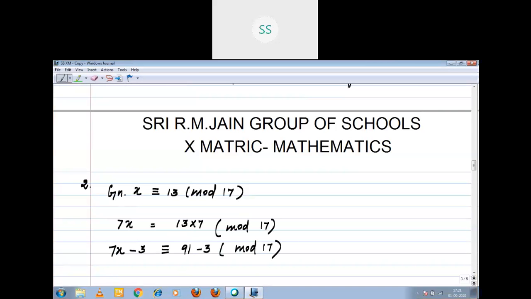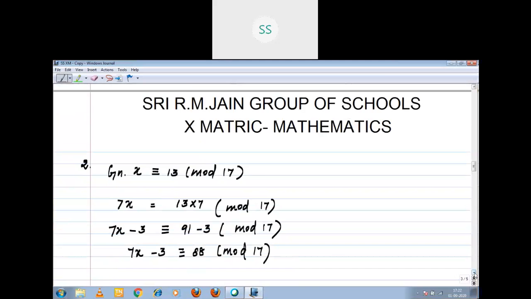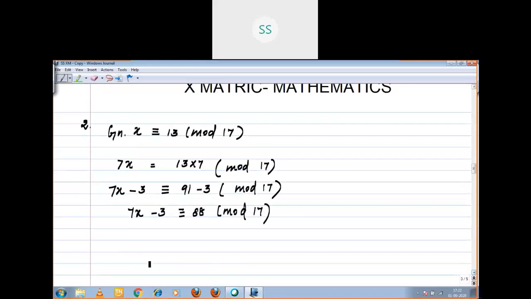Then what is given, that I am going to use here. I am subtracting 3. First I multiply by 7. Next I subtract 3 from 7x and 91. Now what is my result here? 7x minus 3 congruent to 88 modulo 17. 88 modulo 17. Now 7x minus 3 congruent to 88.